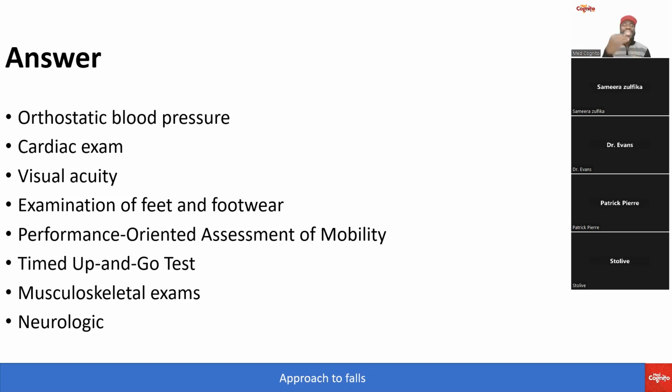And then we have what we call the timed up and go test. So the patient is in the office, and then you tell the patient, get up. You're looking at how the patient struggles to get out of the chair to walk. That is the timed up and go test. And then you also want to do a musculoskeletal exam. And last but not the least, you want to do a neurological exam as well in this patient. These are the areas you want to focus on so far as the patient's physical exam for the risk of falls is concerned.